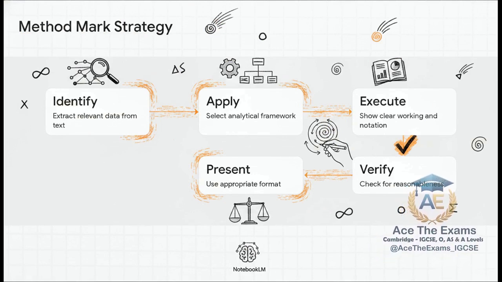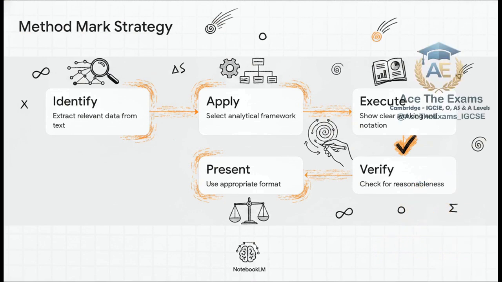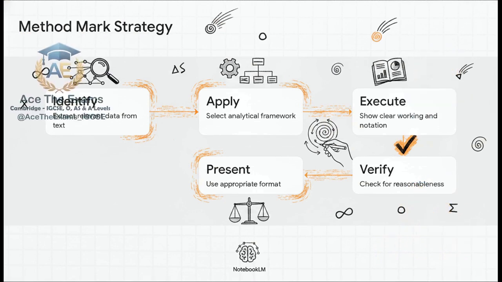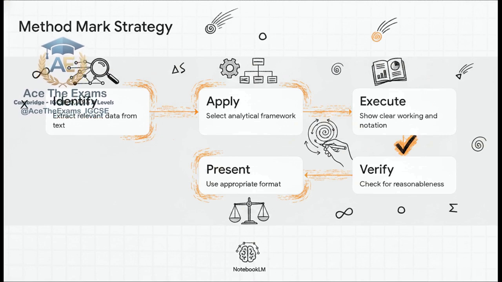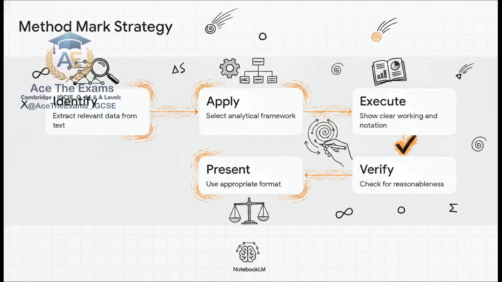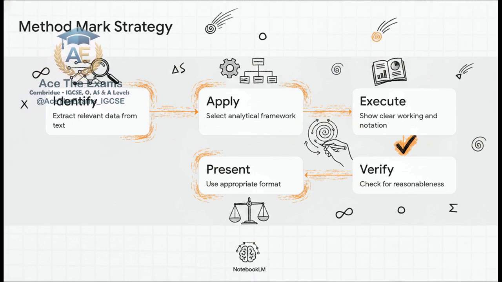Here's the 5-step framework that top candidates use to systematically process complex numbers. Step 1, identify key elements. So extract the relevant data from the text or the tables. Step 2, apply relevant principles.